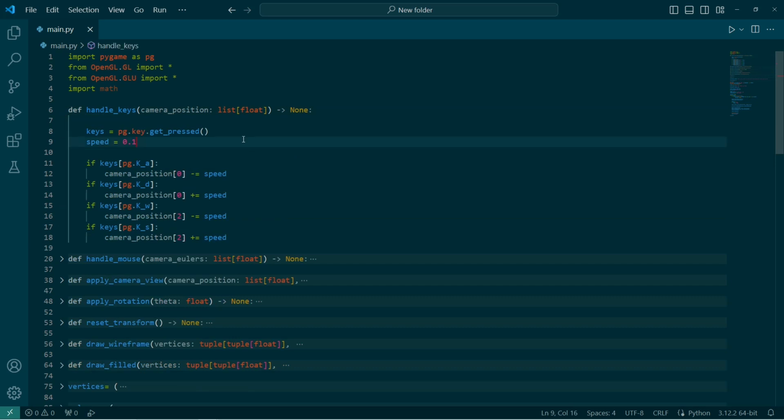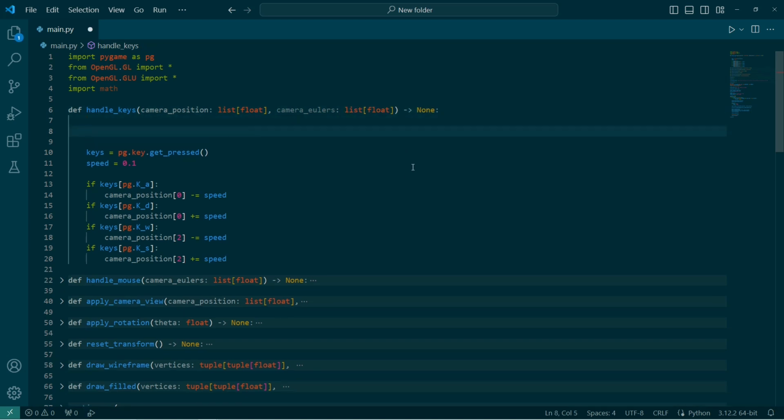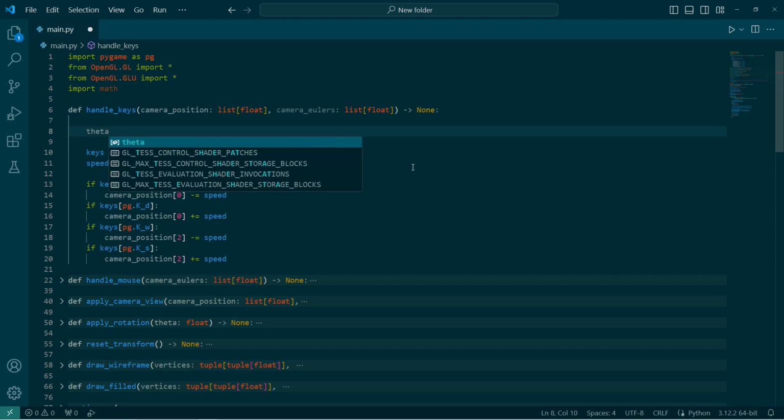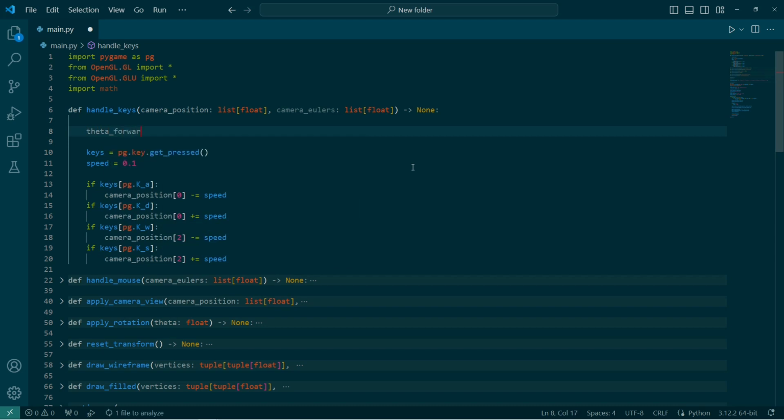Okay, so what I'm going to need to do is also take in the camera's Eulers, and I'm going to need to get some directions. So I'm going to need two fundamental directions, my forwards direction and the direction to my right. And just for convenience, I'm going to turn these all into radians as well, because that's what sine and cosine require. So I'll have theta in the forwards direction.